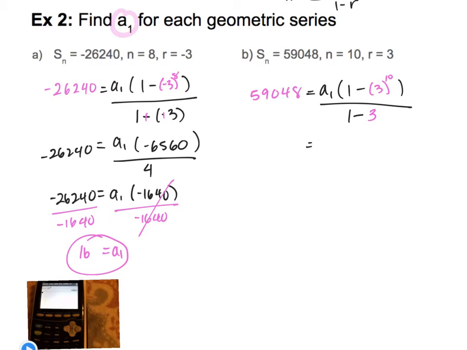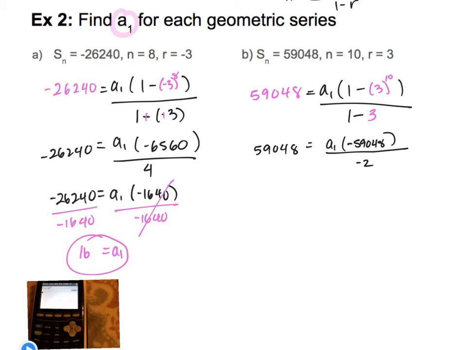All right, let's work this out. So the bottom here is super easy. The bottom, 1 minus 3, is going to give you negative 2. A1's on top. Let's figure out what that 1 minus 3 to the 10th power is. I'm going to do that in the graphing calculator. Now this time I'm not going to show you. Hopefully you know what to do at this point if you have a calculator. So if I put this in the calculator, I get negative 59048. And then this side here is still that 59048.